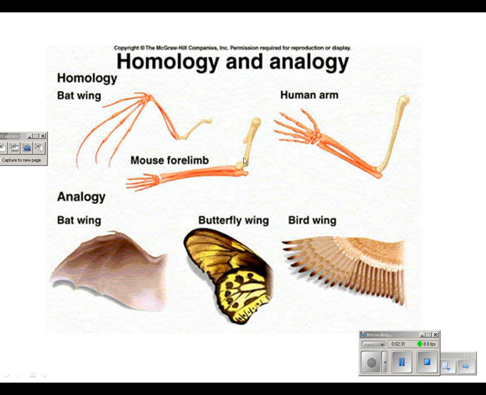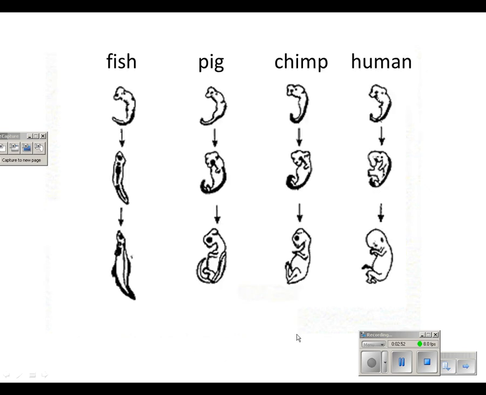And then we look at analogous structures. Analogous structures have the same function but different structures. So a bat wing, a butterfly wing, and a bird wing all help the animal fly. So they have something in common there, but they're structurally not the same. If you look at the bone structure, they're not going to look the same, like these three structures here. So that's homologous and analogous structures, another piece of evidence.